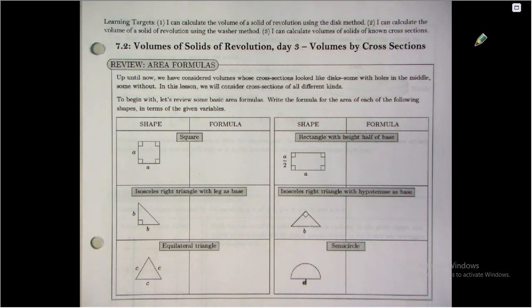Welcome to our last set of notes for AP Calculus. Although I can't lie, I might give you some more when you get back. We'll have to see. But this is the last official set of notes. We are still in 7.2.